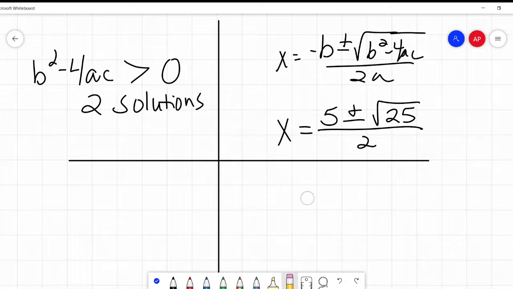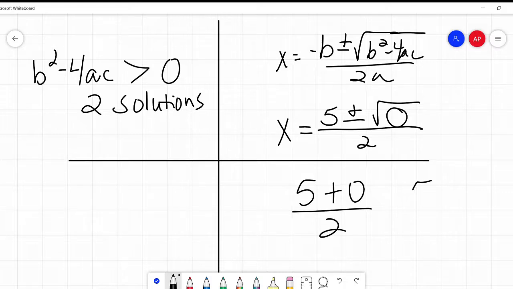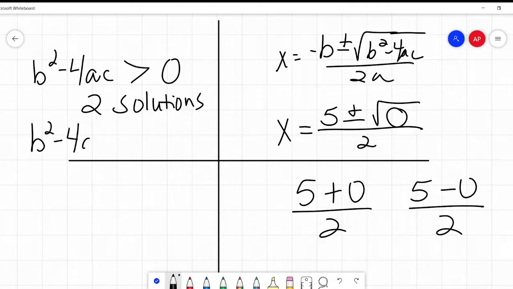Right? What might make it have 1 solution? Well, what if the b squared minus 4ac underneath this radical gave me 0? Well, then I'd have 5 plus 0 in this example over 2 and 5 minus 0 over 2. That's the same thing. So when b squared minus 4ac is equal to 0, there is only 1 solution.